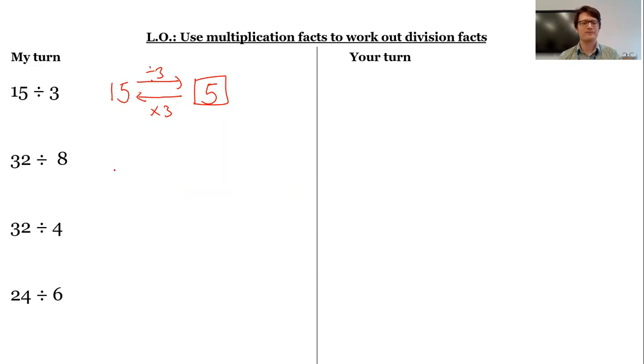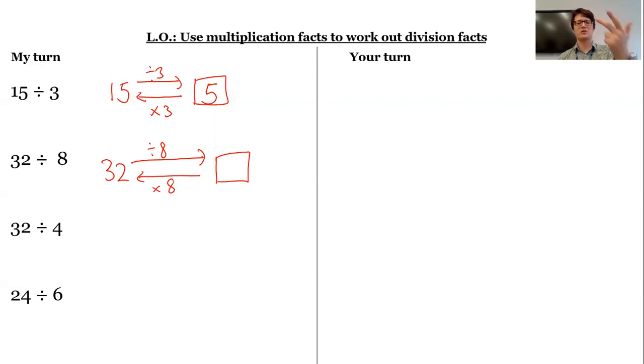Let's look at this one here. 32 divided by 8. Let's do the same thing. So 32 divided by 8 is something. So something times 8 is 32. Well, I can count 8. 8, 16, 24, 32. Oh, 4 times 8 is 32. So 32 divided by 8 is 4.